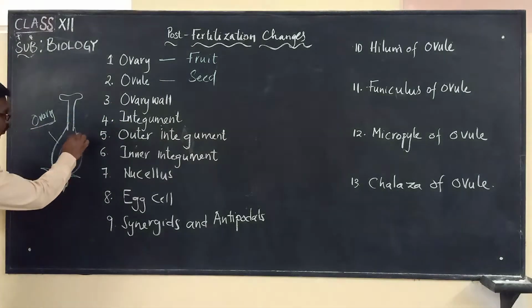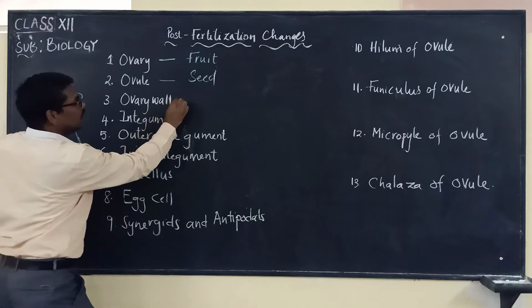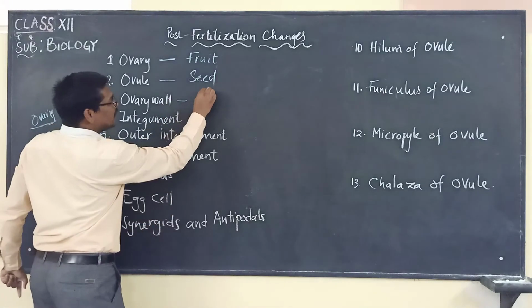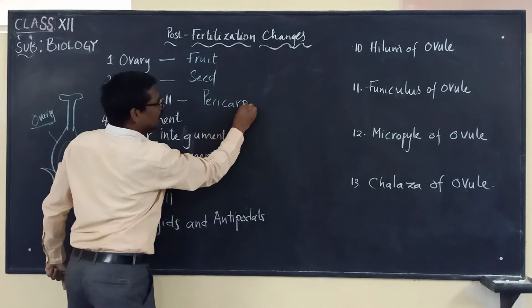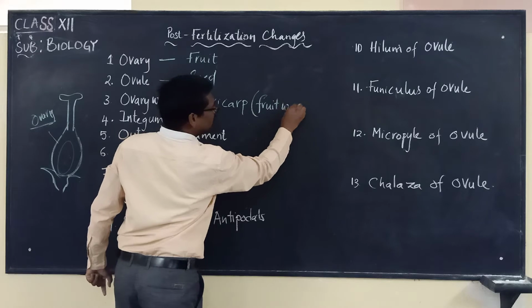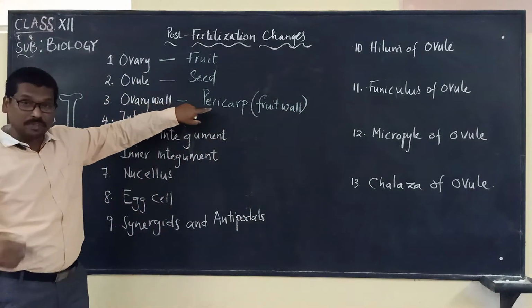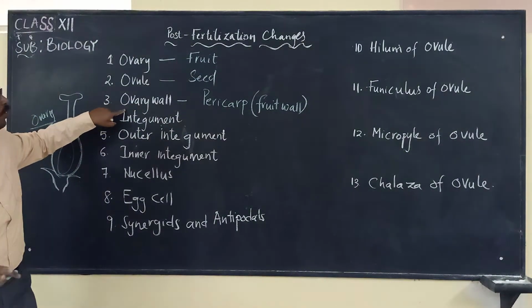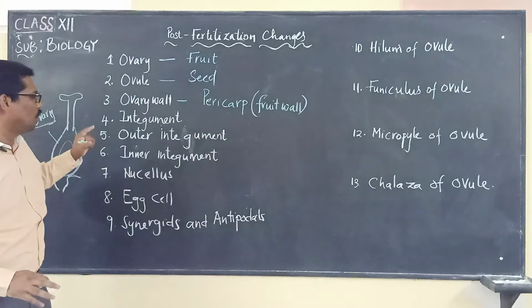Now what happens to the ovary wall? This is the ovary wall. What happens to this ovary wall? It will change into the pericarp. We call it the pericarp, otherwise in simple terms the fruit wall. So after fertilization, it is no more called the ovary wall. We call it the pericarp, the fruit wall.